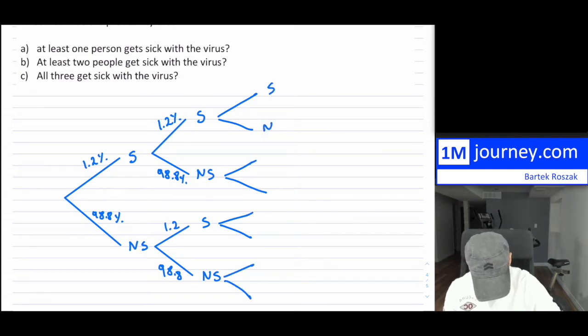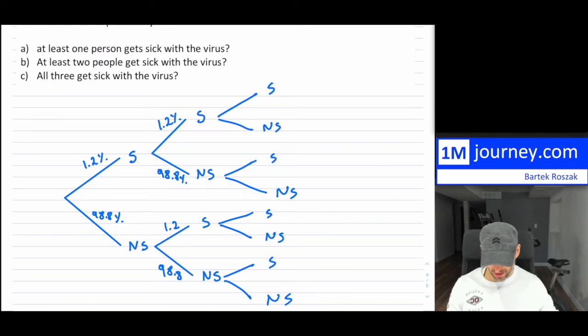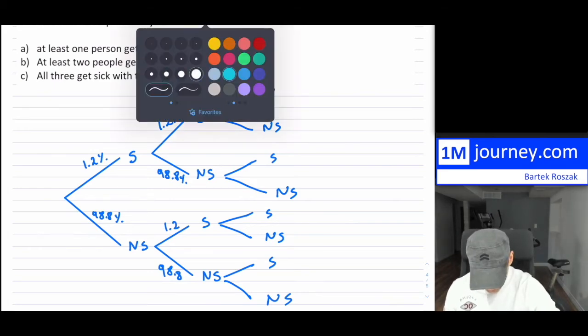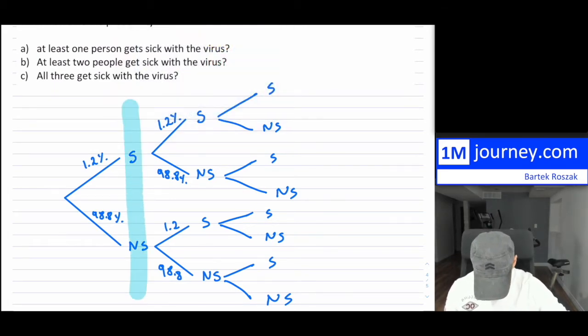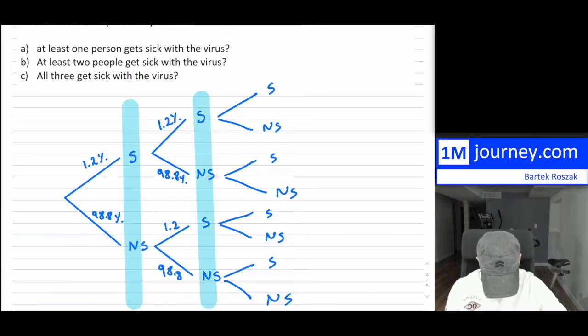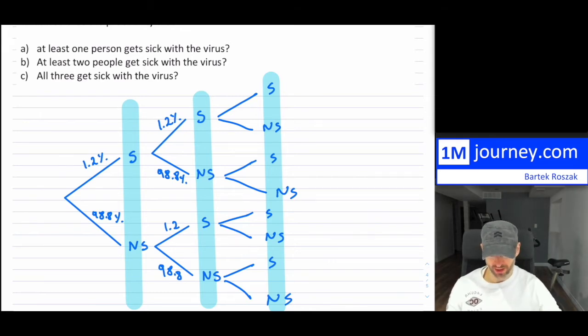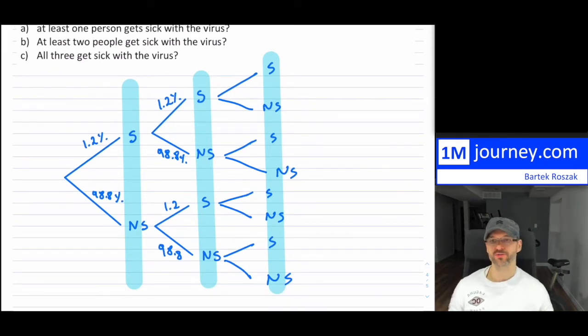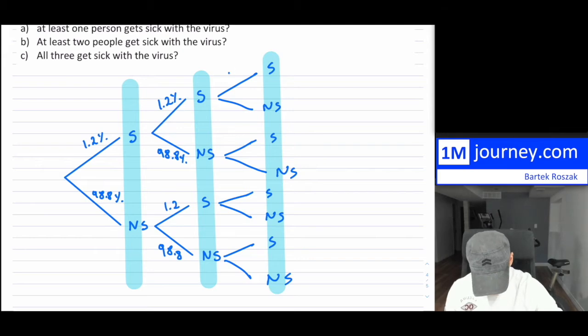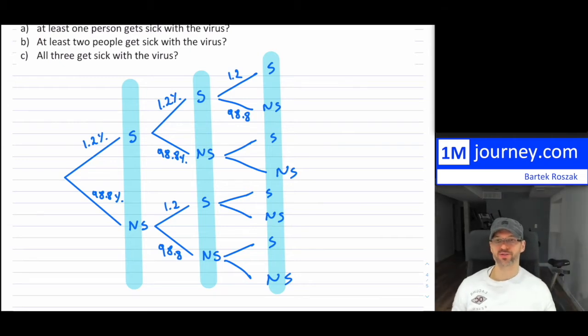So sick, not sick, sick, not sick, sick, not sick, and then sick, and then not sick. So we have 3 people, person 1, person 2, person 3, and these are all the possibilities that we could run into. And of course, you have the same thing on all the other branches.